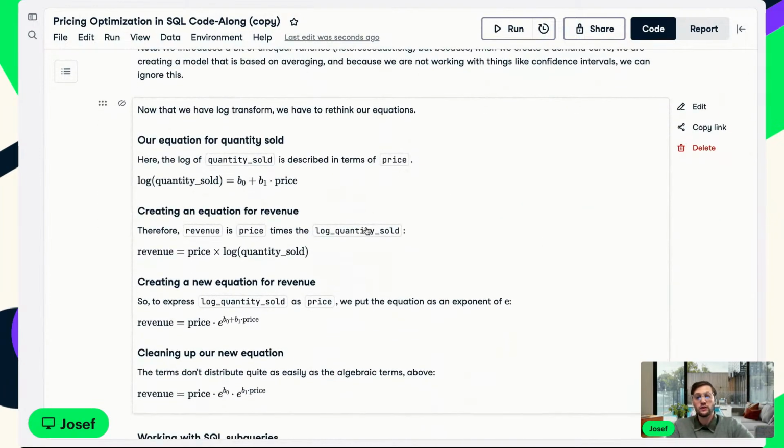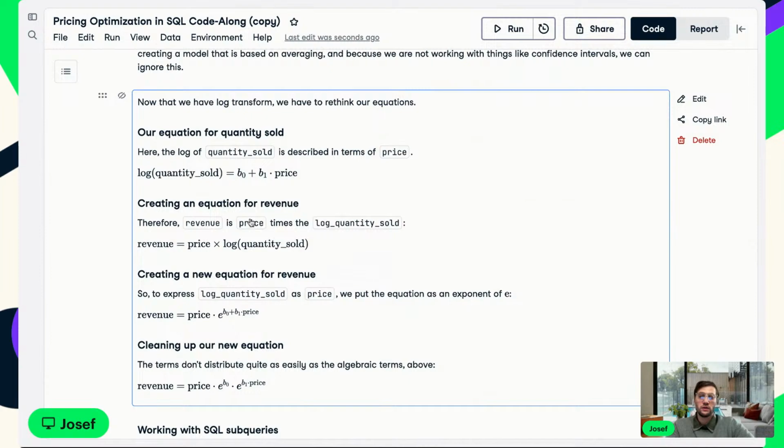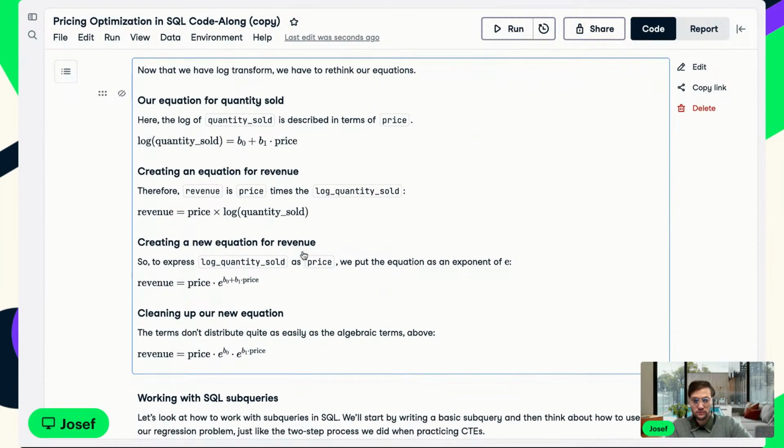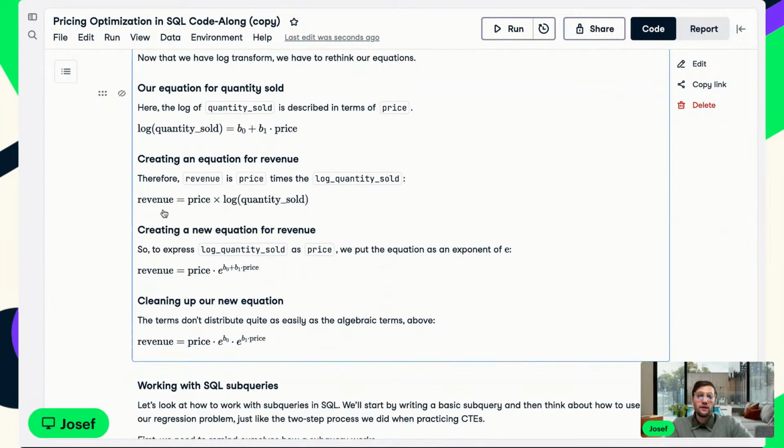Okay, so here we have our equation for quantity sold. It's actually log quantity sold now, times the linear function. Log quantity sold is described by our linear model. And so revenue is price times the log quantity sold.